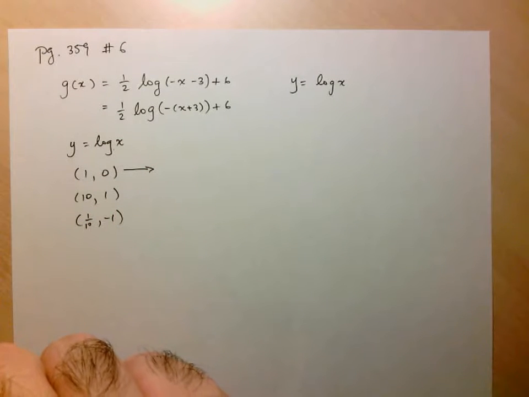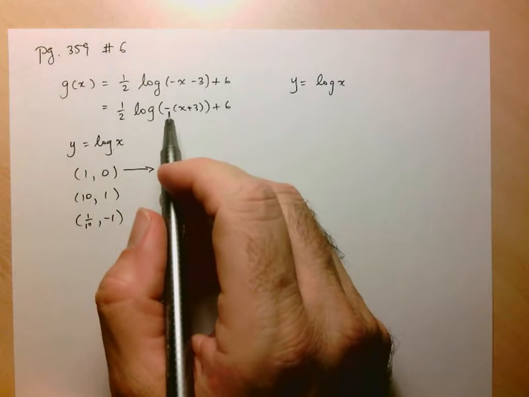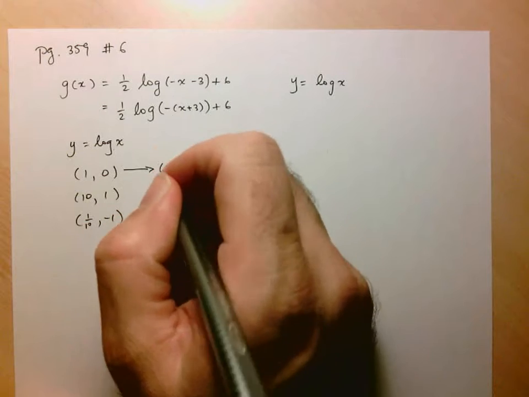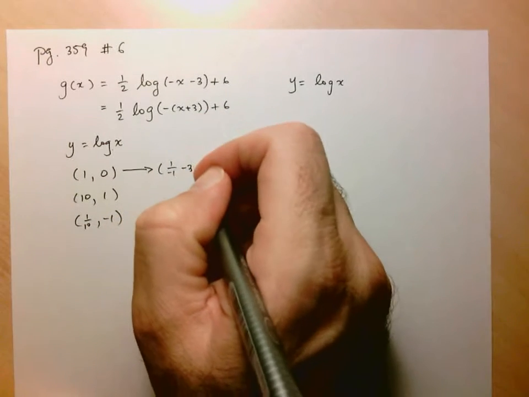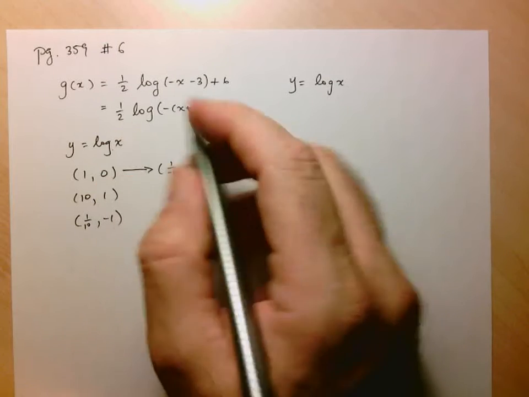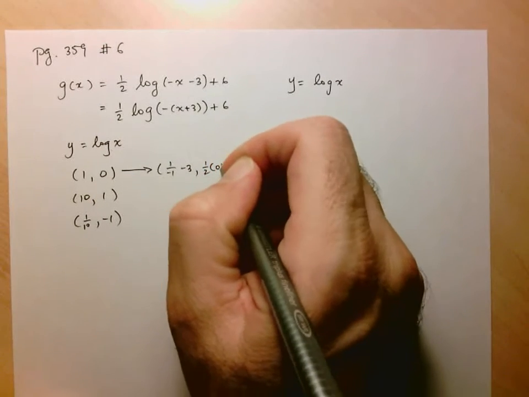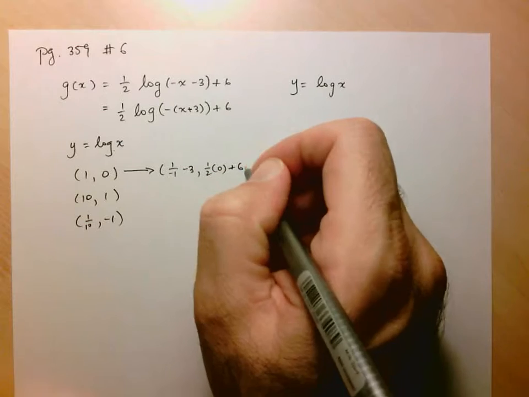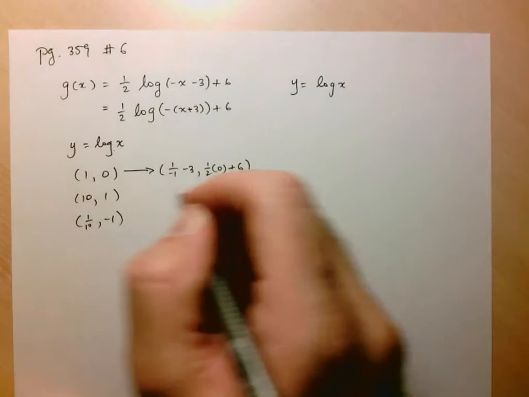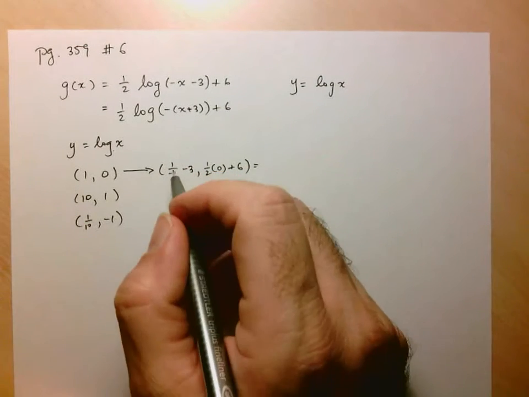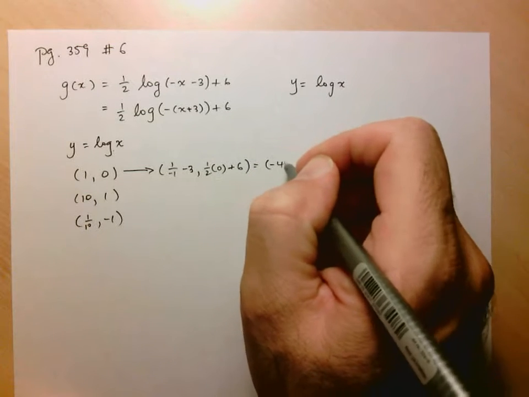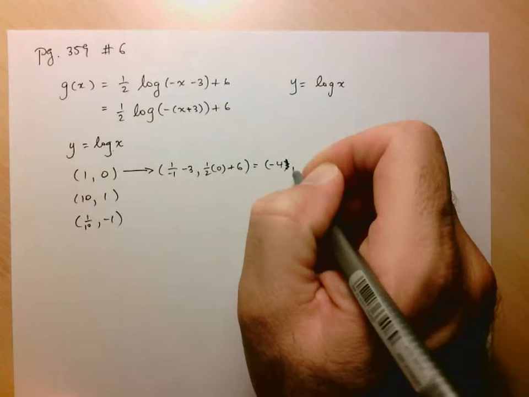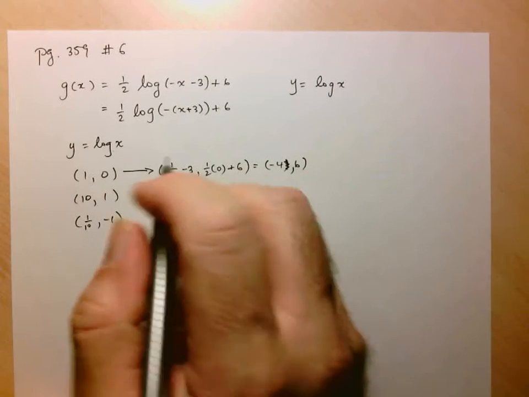Here the x values are going to be divided by -1. So I'll write it out here: 1 divided by -1, and then we're going to be subtracting 3. The y values here multiply by 1/2. So 0 multiplied by 1/2, add 6. This is what we're going to be following here. So this is going to end up being -1 minus 3 is -4. Sorry about that. And we're just going to have 6 for the y value.